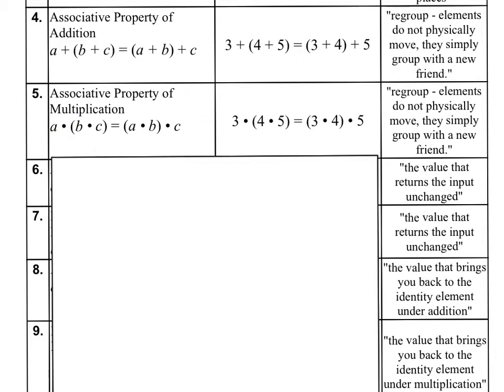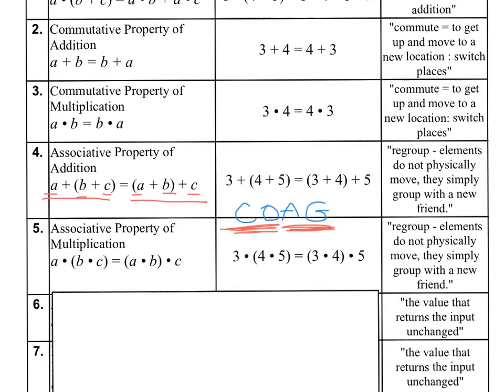A nice way to remember commutative versus associative is the acronym COAG. Commutative, the order changes. Associative, the grouping changes. So a nice shortcut to check the associative property, if you're reading left to right, it's A, B, C, and then it's still A, B, C. Whereas when we looked at the commutative property earlier, at first it was A, B, and then it was B, A, so the order is changing.